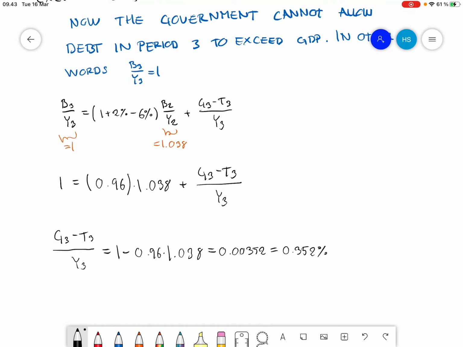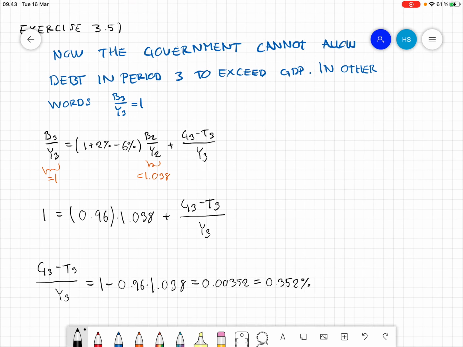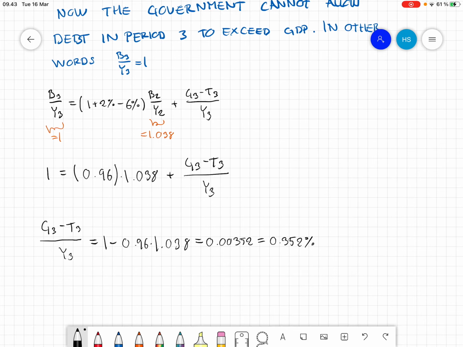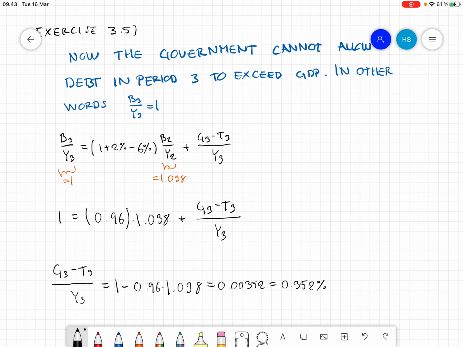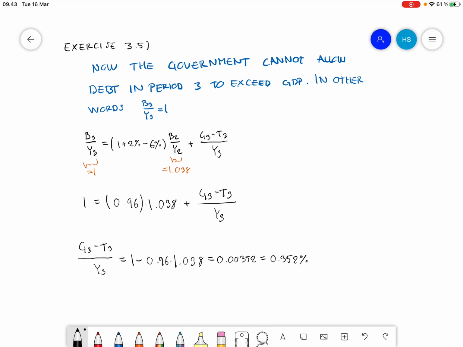So, I mean, this is almost equal to 0. So one could almost say that the government is running a balanced budget. That is where taxes are equal to government spending. So if the government no longer can allow debt in period 3 to exceed GDP, the maximum value of the primary deficit relative to period 3's output is equal to 0.35%. That is the highest possible value that the primary deficit of GDP can take. So the primary deficit relative to GDP cannot exceed 0.35%.